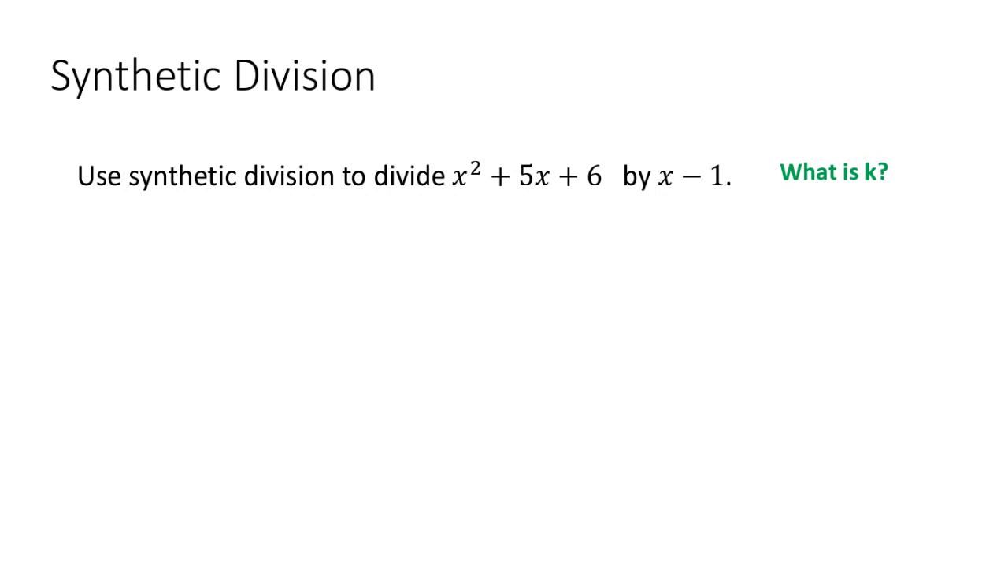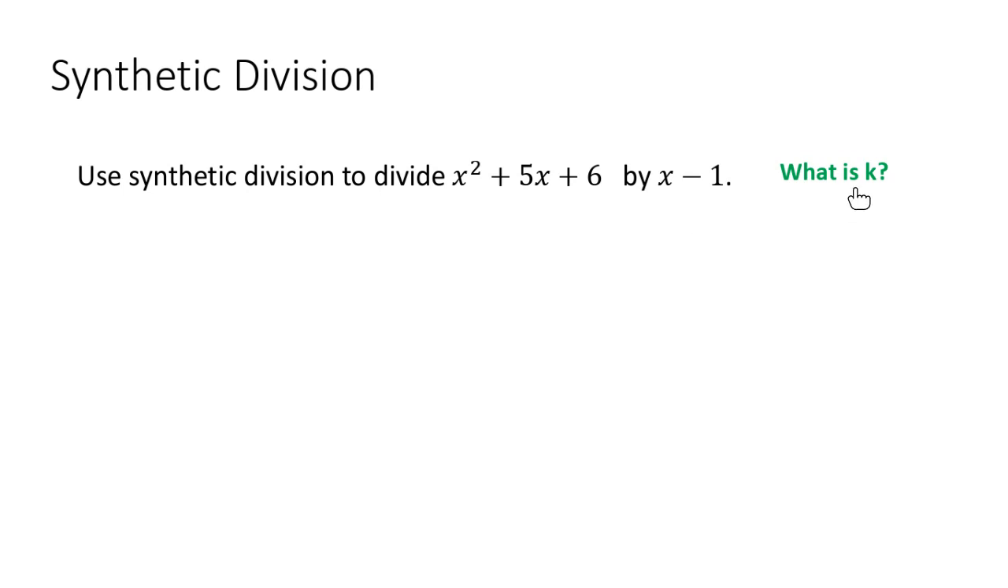Okay, so let's look at an example. Here we have divide x squared plus 5x plus 6 by x minus 1. The first thing you want to make sure is that your polynomial is in order from largest to smallest as far as the degree goes. Here we have x squared, then an x to the 1 power, and then our constant. So this is in order, which is good. We don't need to do anything there.